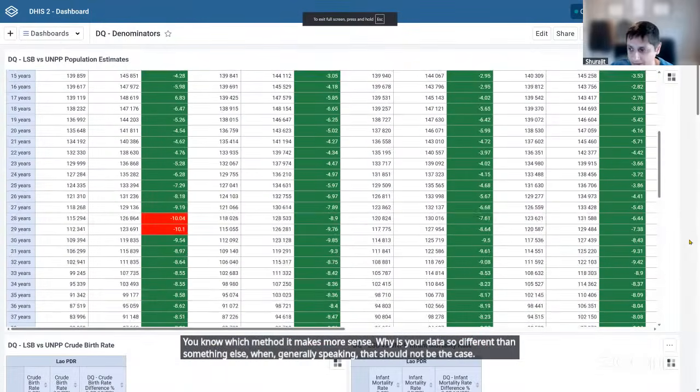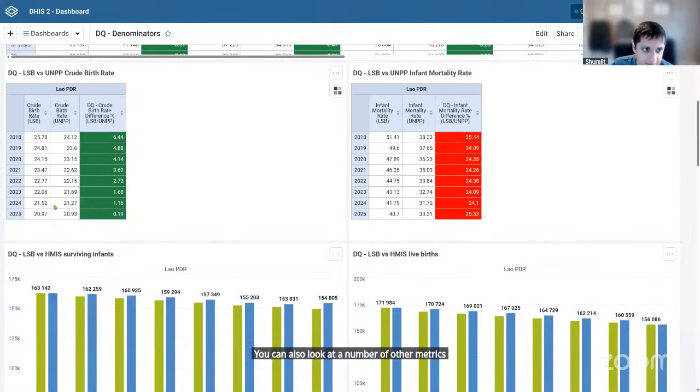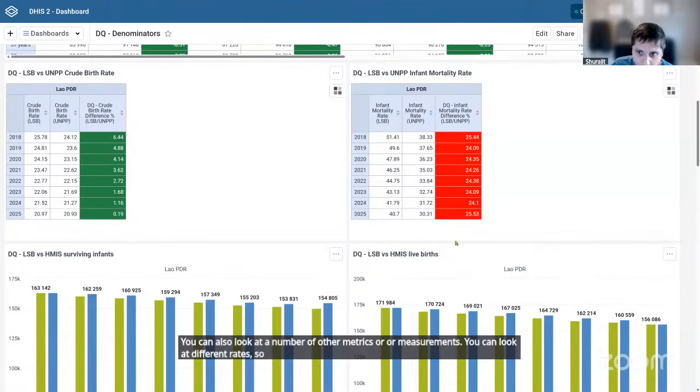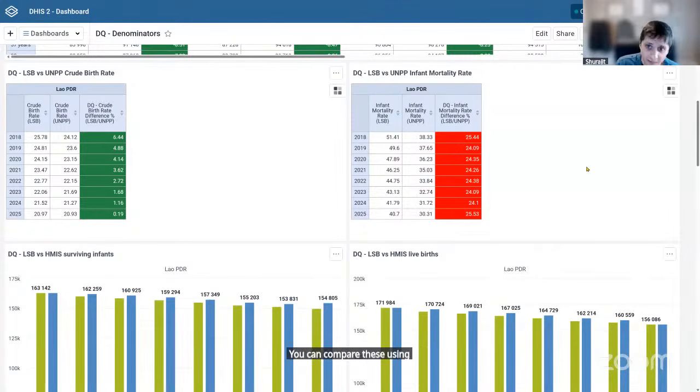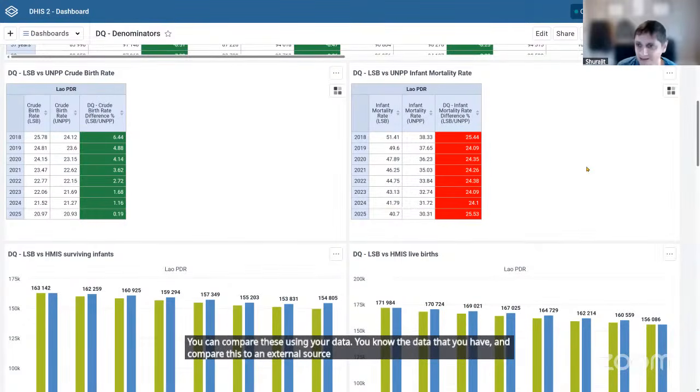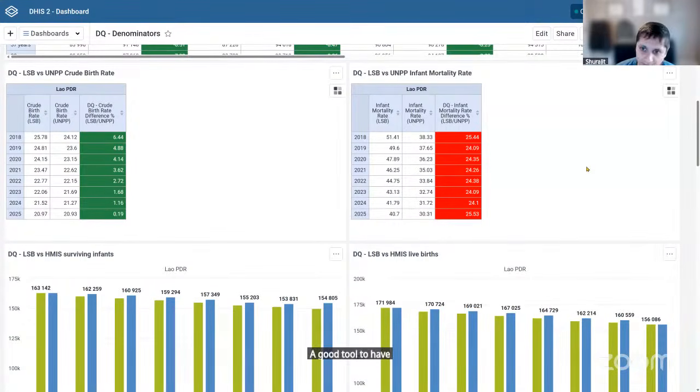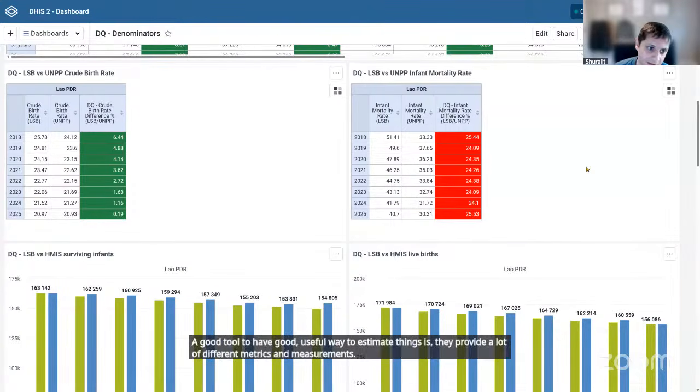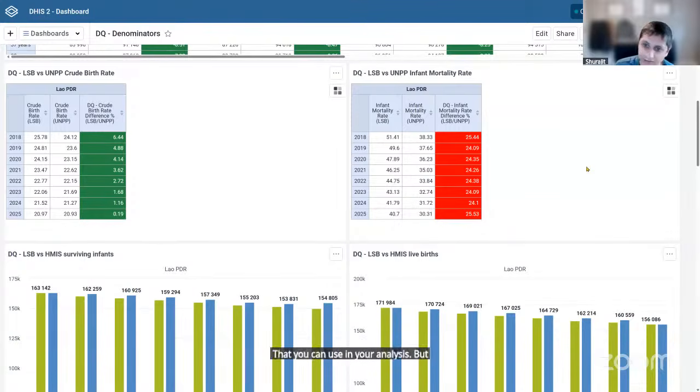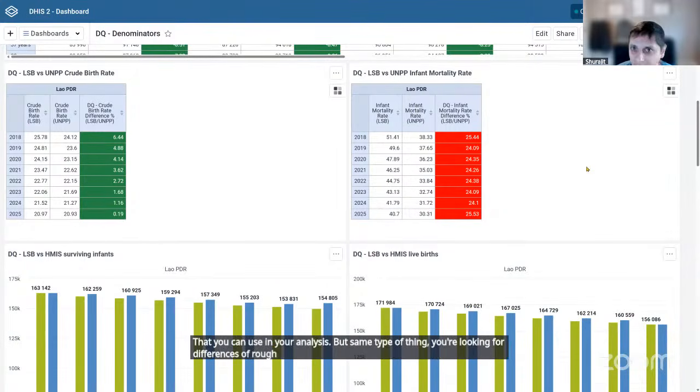You can also look at a number of other metrics or measurements. You can look at different rates, so things like crude birth rate and the infant mortality rate. You can compare these using the data that you have and compare this to an external source, right? In all cases here, I'm using these UN population projections, which I think is a good tool to have, a useful way to estimate things, as they provide a lot of different metrics and measurements that you can use in your analysis. But same type of thing, you're looking for differences of roughly 10%, and if not, then you might have to investigate a little bit further.